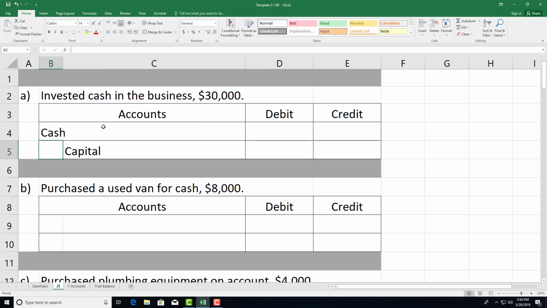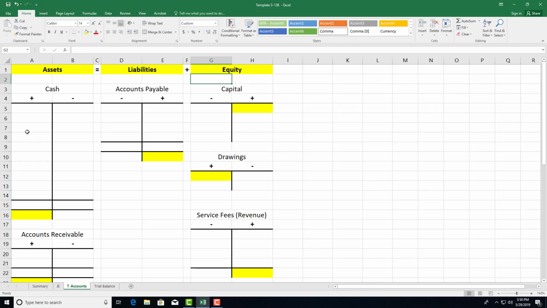and notice I have the cells set up where I kind of have a built-in indentation, so you don't have to sit there and indent every time. And I can clearly see cash is being debited, capital is credited, and then I will put the dollar amount in, so debit and credit, and then let's post that to the T accounts.